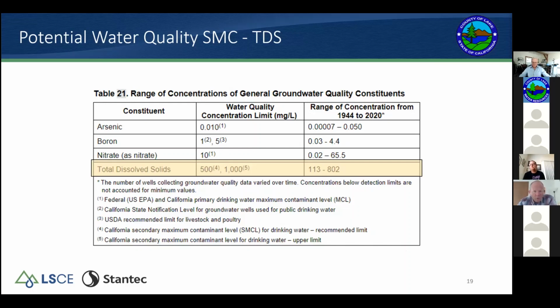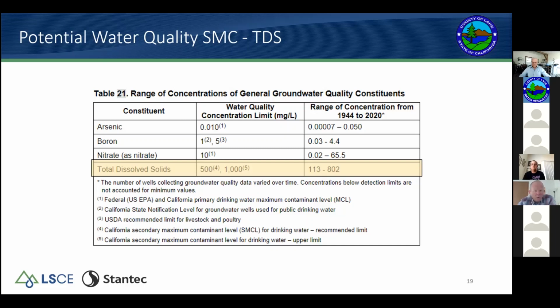For total dissolved solids, there's not a primary MCL, there's a secondary MCL. A secondary MCL is a recommended limit by the regional board. So it's not enforceable, but I just wanted to put that out there.